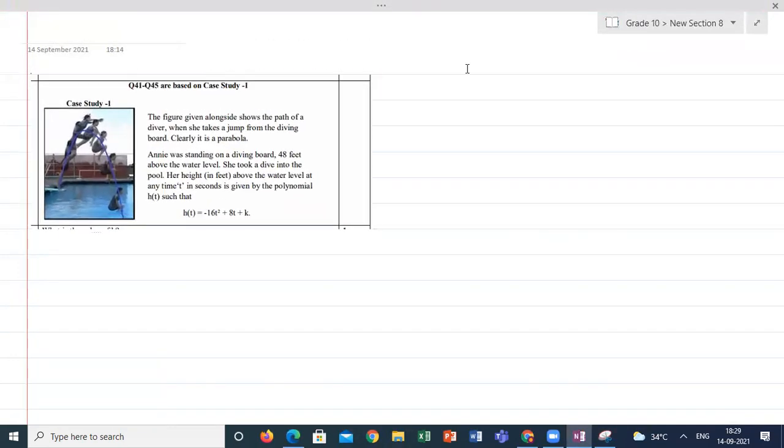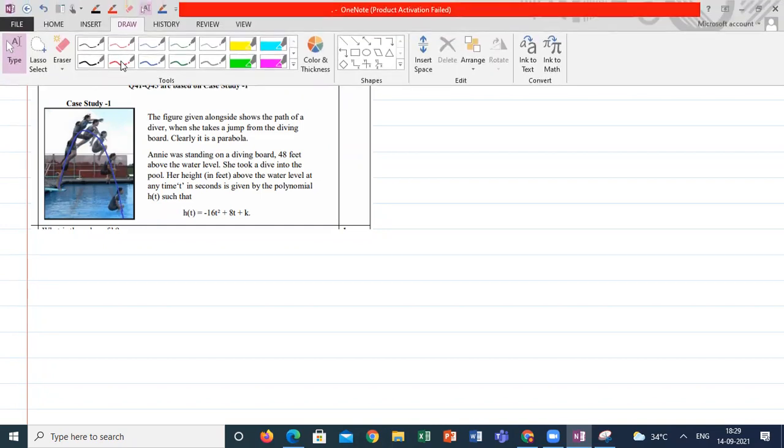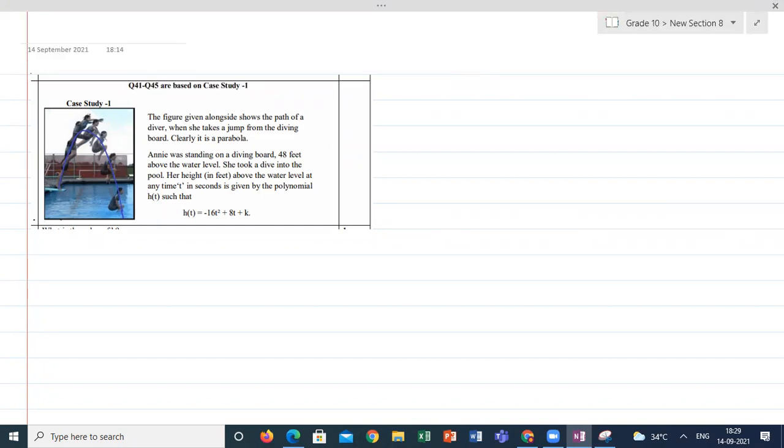So the figure given alongside shows the path of a diver. It's like a parabolic path. Parabolic path means it's a quadratic equation. So when she takes a jump from the diving board, clearly it is a parabola. Annie was standing on the diving board 48 feet above the water level. So this is 48 feet above the water level. Suppose this is the water level. This height is 48 feet.